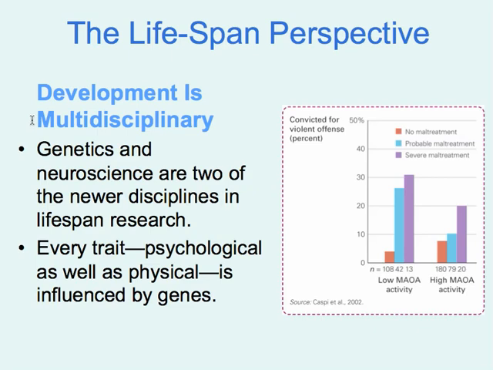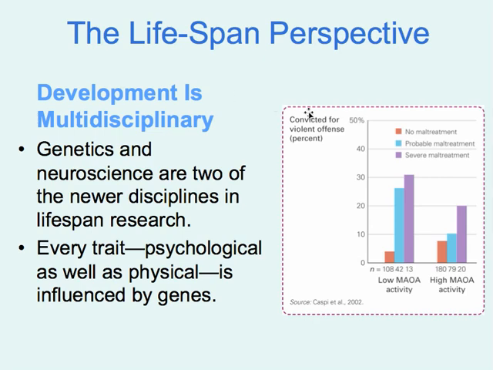Development is multidisciplinary. Psychology in general is becoming more multidisciplinary in nature, which means that distinct disciplines are important in terms of understanding the various influences on behavior. For instance, genetics and neuroscience are two newer disciplines in lifespan research. Because every trait, psychological as well as physical, is influenced by genes.